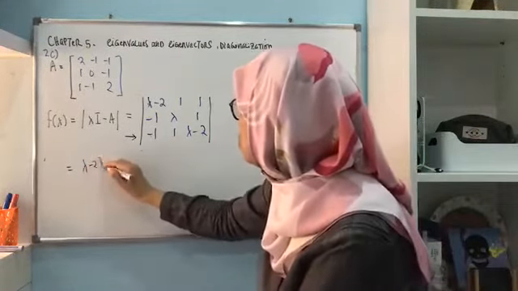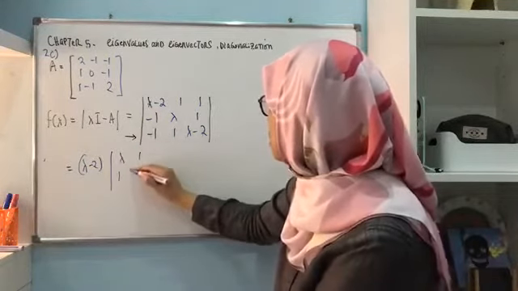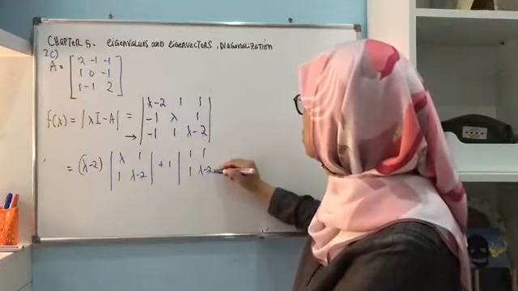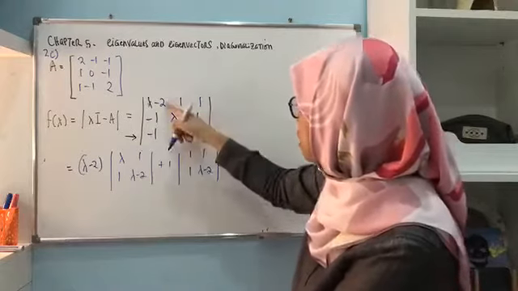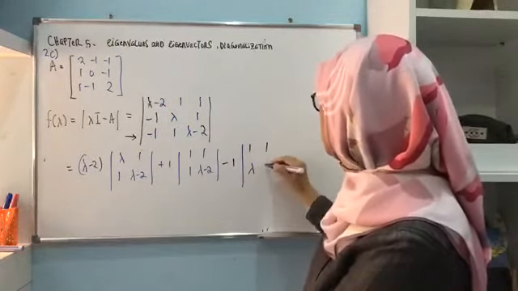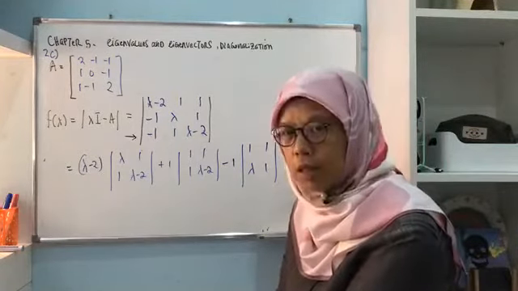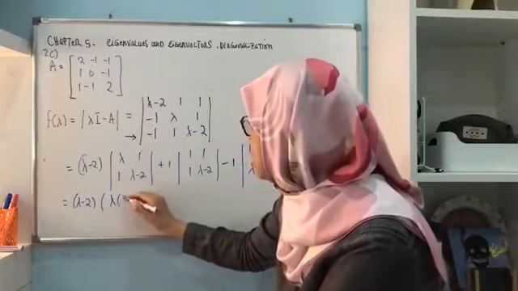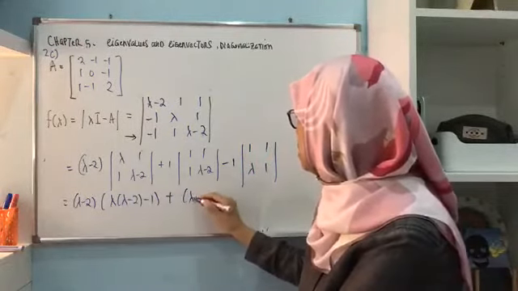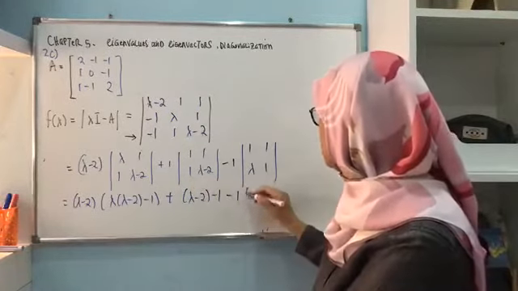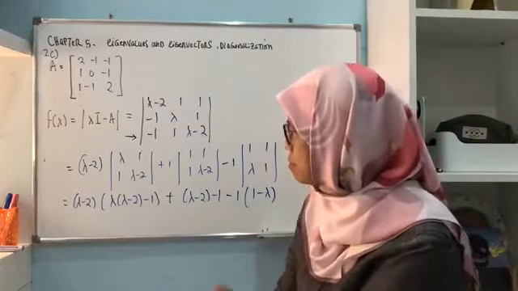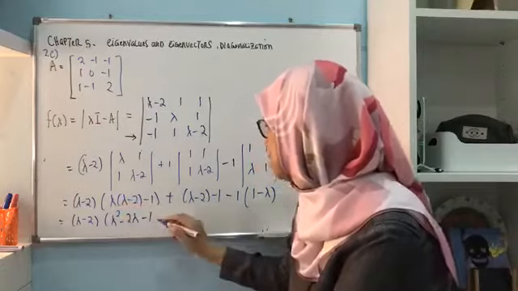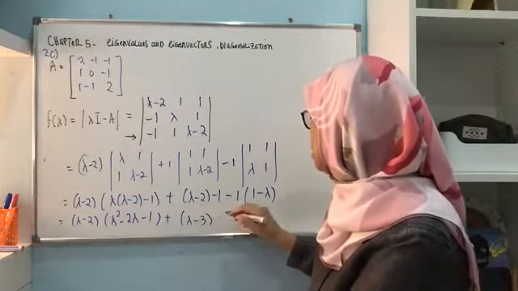So you will do lambda minus 2, right? Lambda 1, 1, lambda minus 2. Minus minus is plus 1. Right? 1, 1, 1, lambda minus 2. And then plus minus plus. Then 1, 1, lambda, 1. Okay. And then determinant is now 2 by 2. So this is lambda minus 2 times lambda, lambda minus 2 minus 1, plus 1 times lambda minus 2 minus 1, minus 1 times 1 minus lambda, which is equal to lambda minus 2 times lambda squared minus 2 lambda minus 1, plus lambda minus 3, minus 1 minus lambda.